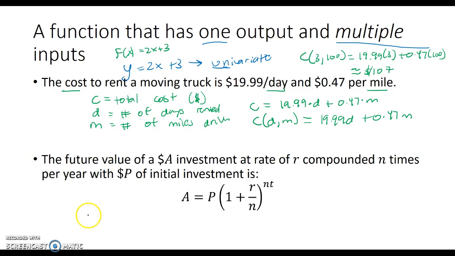And again, it doesn't really matter how you write it in function notation, as long as you do let somebody know what variables are in what position within the parameters. We call this the parameter set, and that could be written as P times 1 plus R over N to the NT power. And that has 4 input variables in reality, and the output is the future value.